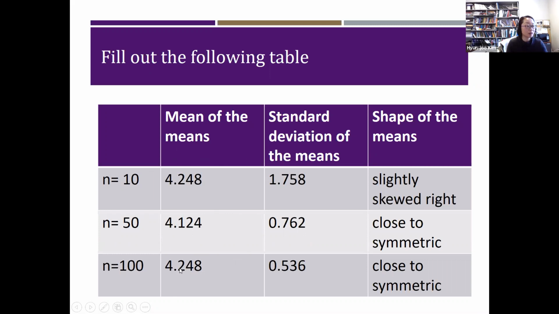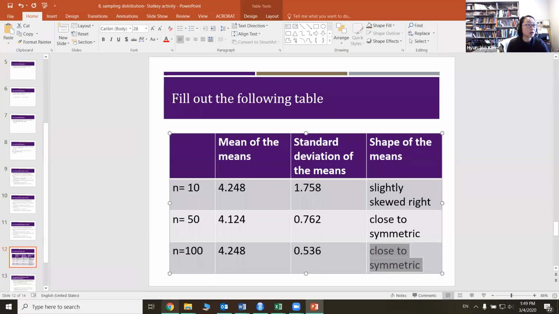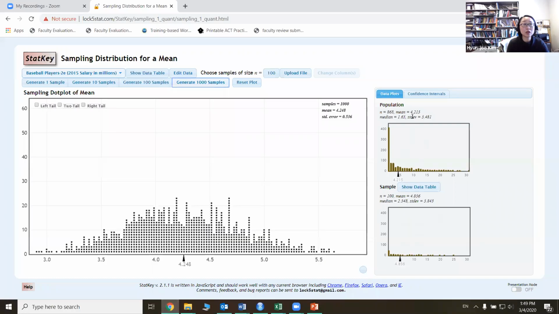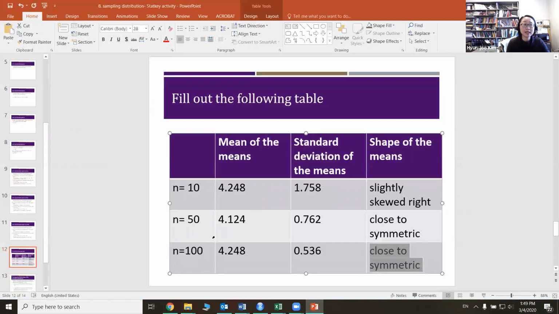In fact, if you go back to the mu information, 4.215 is our population mean. And this value is actually quite similar. It stays about the same as our population mean, no matter what sample size we are talking about.